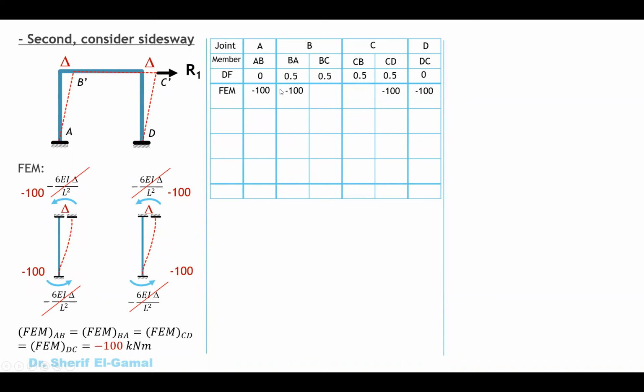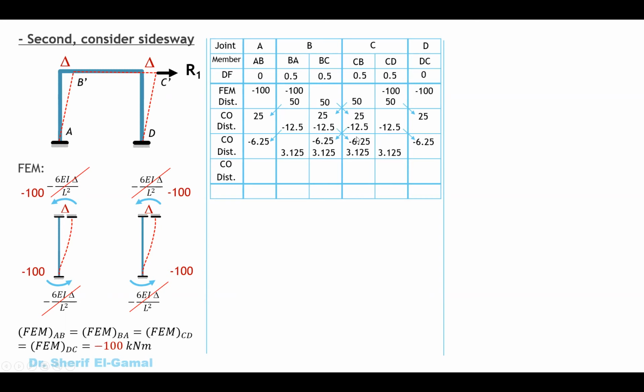So once we did that, we can start making the distribution. So minus 100, this will be 0.5, so it will be plus 50, plus 50. So here plus 50, plus 50, the summation should be 0. Again, minus 100 and 0.5, so it will be plus 50 and 50. Make the carry over 50% of the value, so it will give you 25 in all. Make again a second step, the distribution. Here you have 25, so it will be minus 12.5, minus 12.5. Continue the same steps to make the carry over and distribution, carry over and distribution.